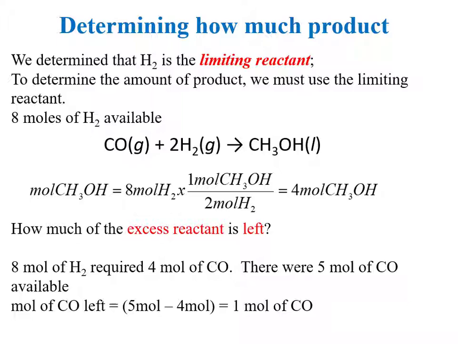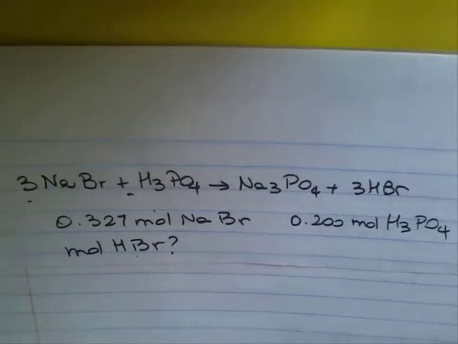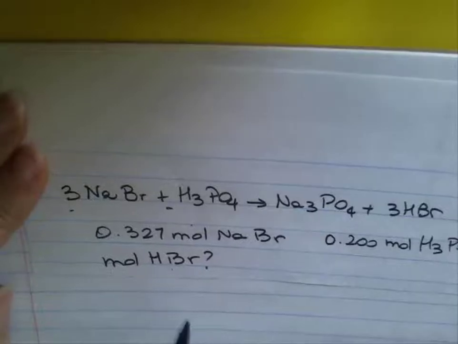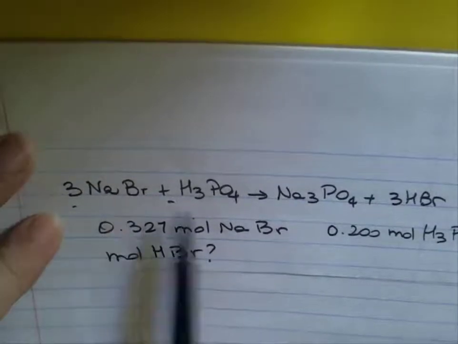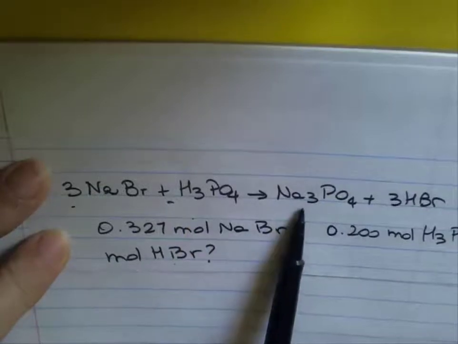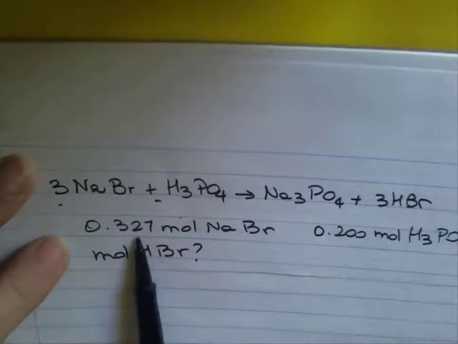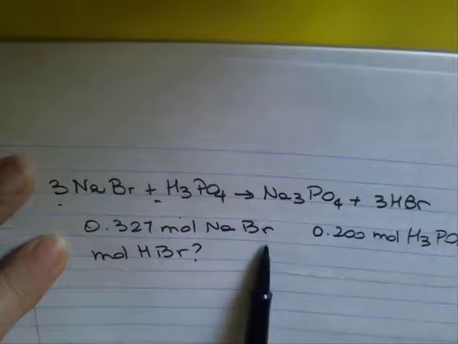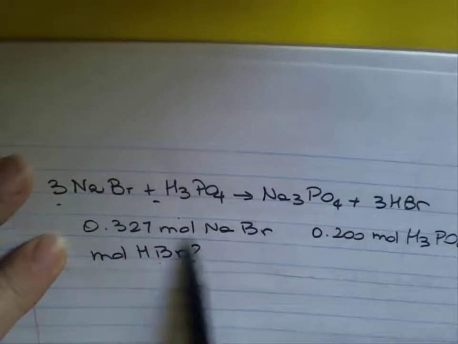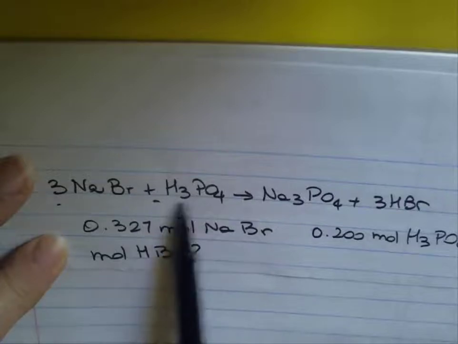How much of the excess reactant is left? This can simply be calculated by the amount that we have minus the amount that we used. So we will be left with 1 mole of carbon monoxide. Let us look at an example on the notepad on how to approach this. So we have our reaction here, and this is 3 NaBr plus H3PO4, phosphoric acid, gives us Na3PO4, sodium phosphate, and HBr, hydrobromic acid. If we have 0.327 moles of NaBr, and we looked at this example when working with exact quantities, we can determine how many moles of H3PO4 we will need for this reaction.